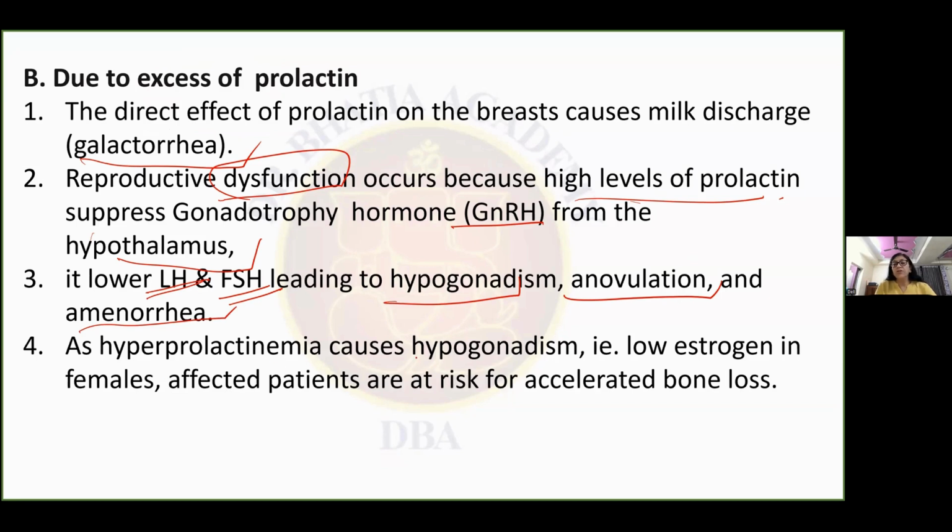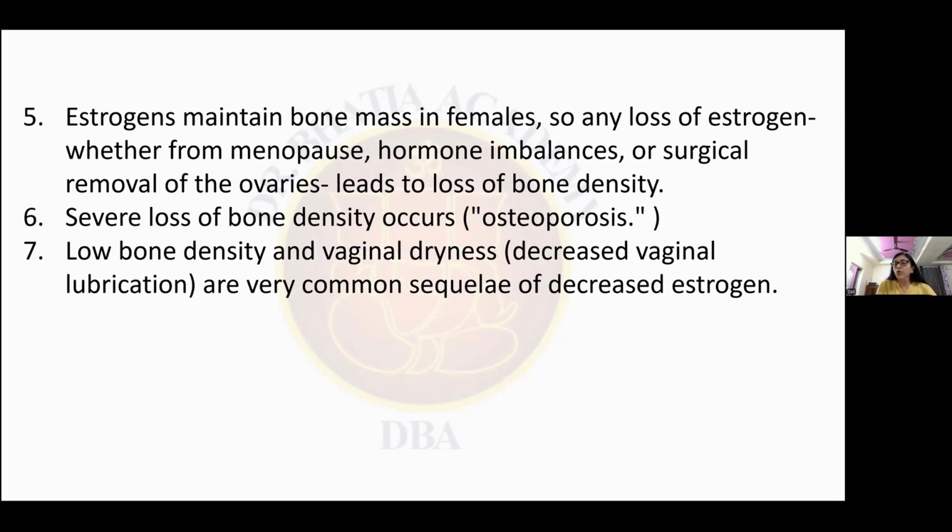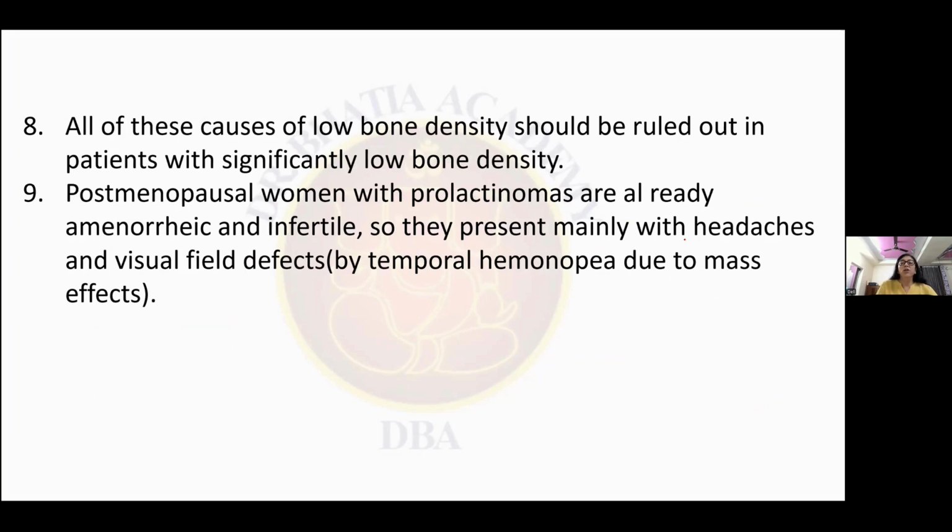As hyperprolactinemia causes hypogonadism, that is low estrogen in females, affected patients are also at higher risk of osteoporosis. Estrogen maintains the bone mass. So any loss of estrogen, because of menopause or hormonal imbalances or the surgical removal of the ovaries, that is surgical menopause, will cause osteoporosis. Low bone density and vaginal dryness are very common sequelae of decreased estrogen. All of these causes of low bone density should be ruled out in any patient coming to you with significantly low bone density.